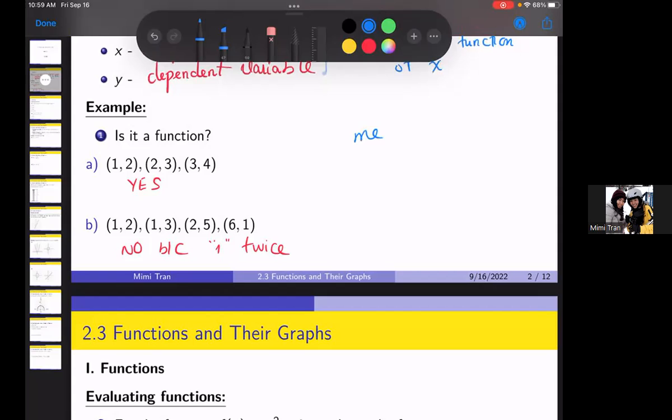Me, I have me and then the phone number. Here I have two, so Mimi has two. Say Bell one, and then Ella one, and then everybody gets one. So it is not a function because I have two phones, right? Repeated. Number of phone being repeated. So that's a real life example of whether it's a function or not.